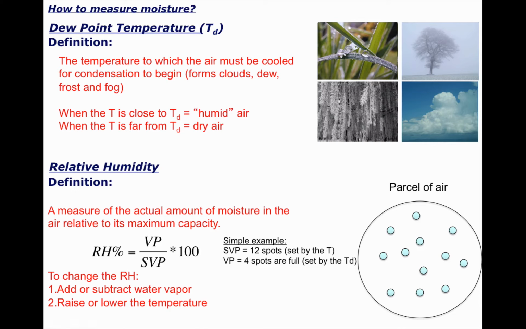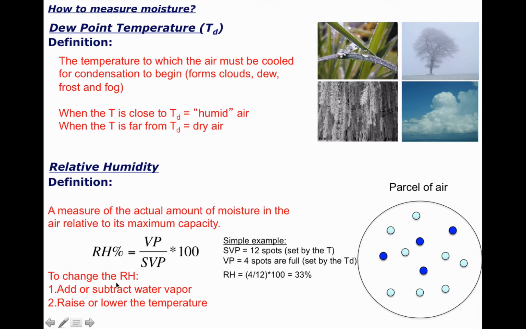Let's think of it in this way. If I fill 4 of them, I've basically saturated 33% of my available places for water vapor to exist. And all I did here is I said, well, let's let my vapor pressure equal 4, my saturation equal 12. I've got 4 out of 12 full. 4 divided by 12 times 100 equals 33%.